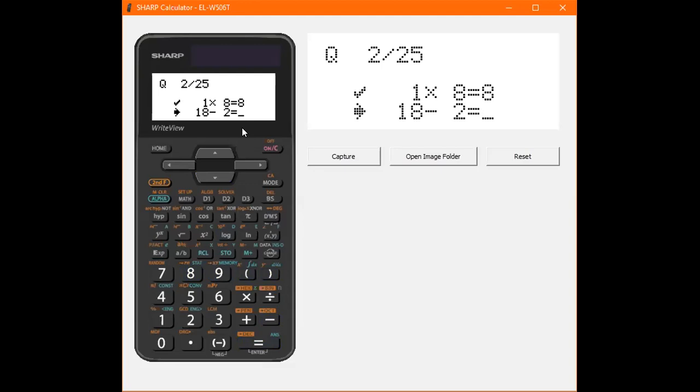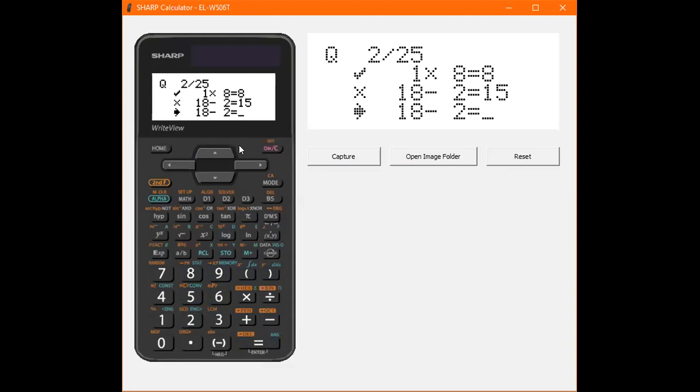If I answer the question incorrectly, so I'm going to type 15 in instead of 16, it will mark it wrong and repeat the question. And the calculator is very patient. It's going to keep asking you until you get it right. So there's no pressure from the calculator. It's really up to the student.